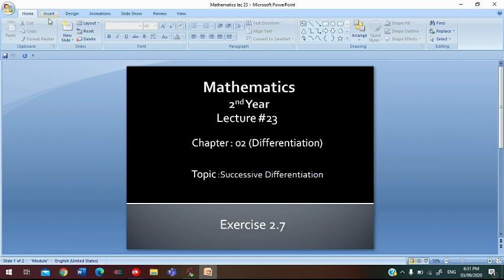Now what is successive differentiation? We can say that successive differentiation is a higher order differentiation. Now we start our lecture. Higher order differentiation.